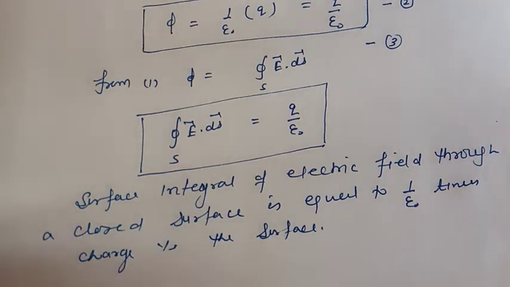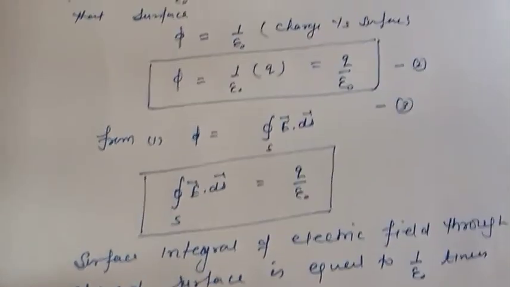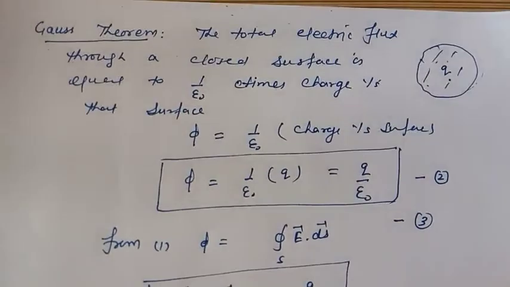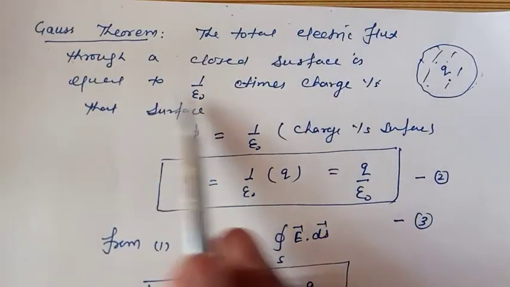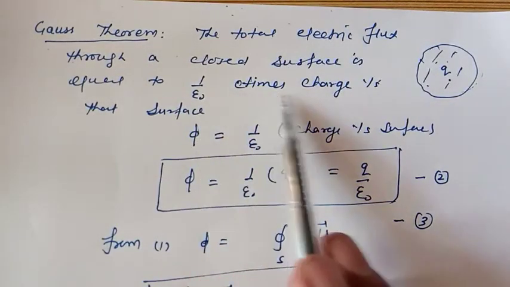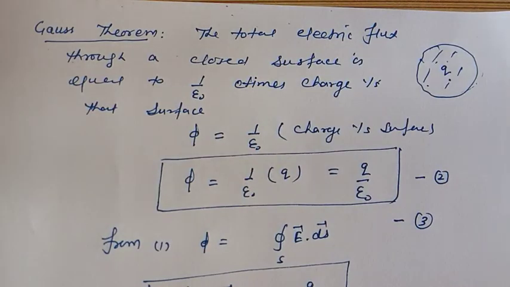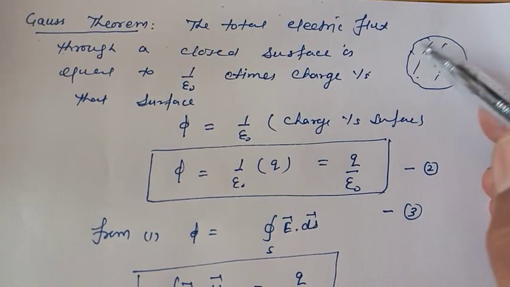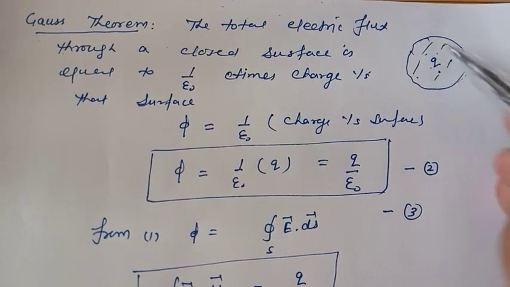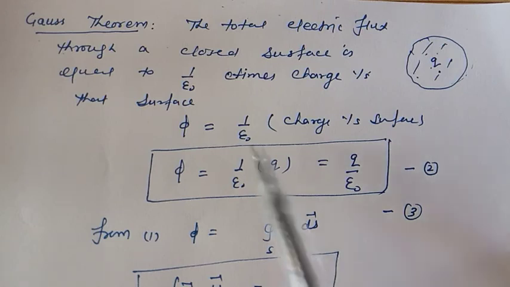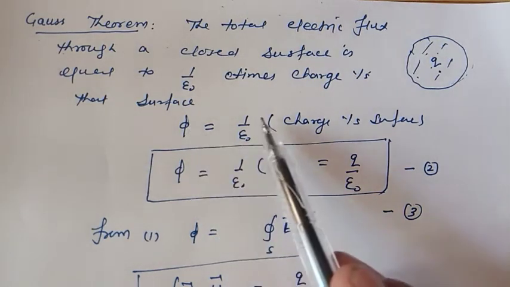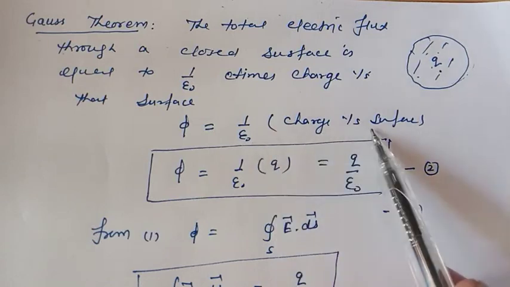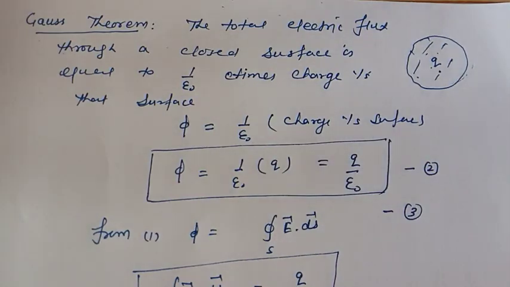Now let us take a quick revision. What does Gauss theorem say? The total electric flux through a closed surface is equal to 1 upon epsilon 0 times charge inside the surface. Means if you have a surface and any charge lying inside this surface, electric flux is very easy to calculate. Electric flux is equal to 1 upon epsilon 0 times charge inside the surface.